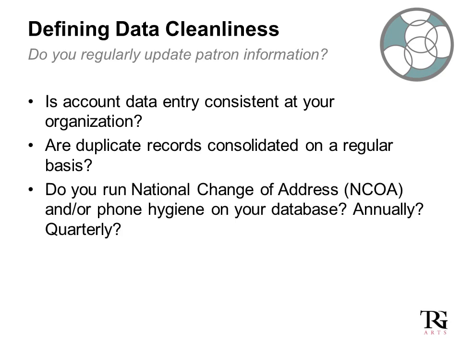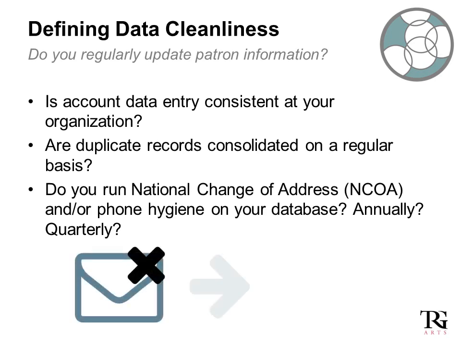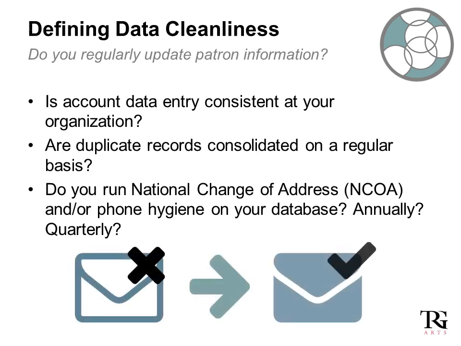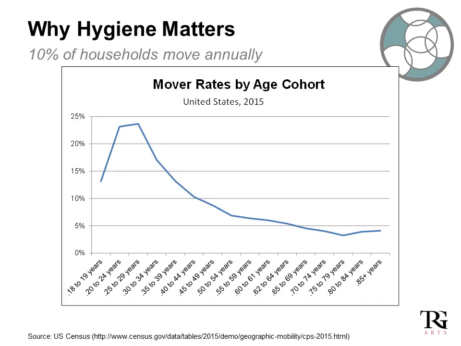Speaking of, change of address. How often do you run national change of address and phone hygiene? And do you load the results back into your CRM? This is crucial for maintaining data validity and accuracy. The U.S. Postal Service even requires organizations to run NCOA on their data every 90 days to receive pre-sorted and bulk mailing rates.